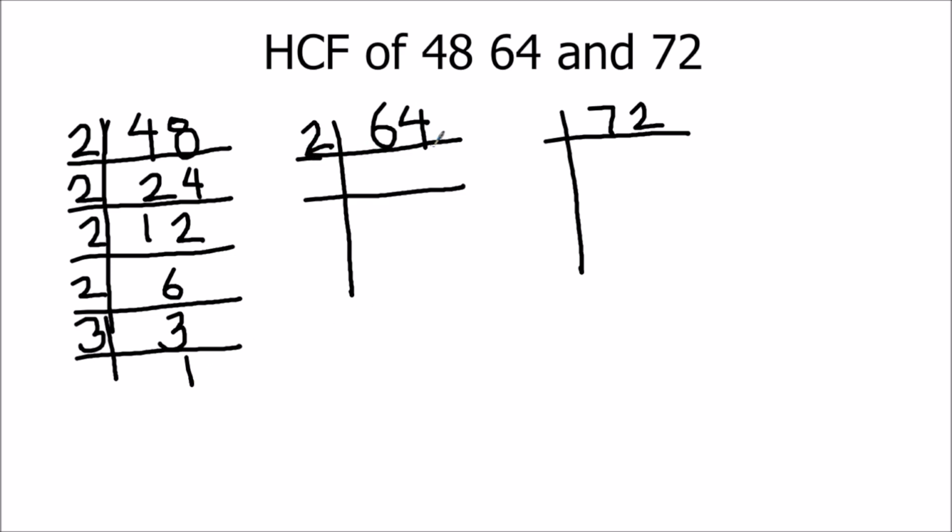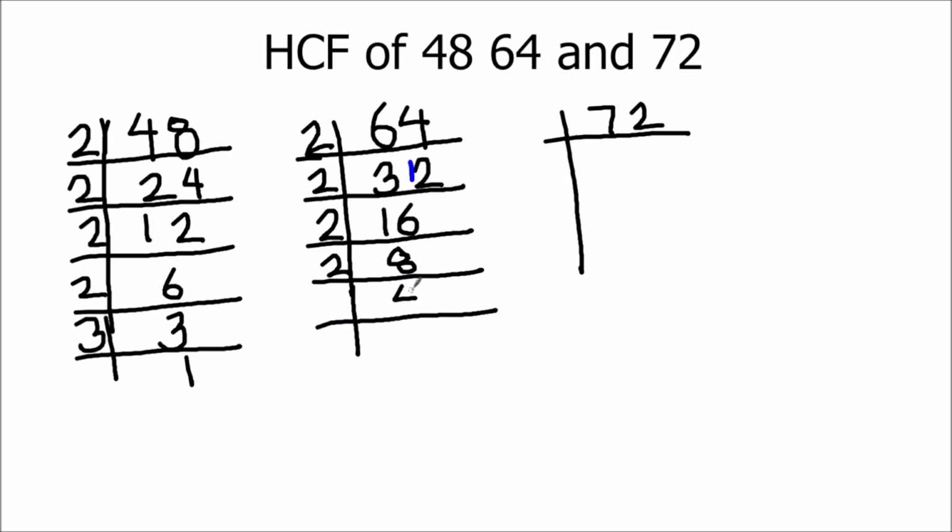Now we will divide 64. 2 times 3 is 6. 2 times 2 is 4. Again we can divide by 2. 2 times 1 is 2. 1 is remainder. This becomes 12. 2 times 6 is 12. 2 times 8 is 16. 2 times 4 is 8. 2 times 2 is 4. And 2 times 1 is 2. So 64 is also fully divided.